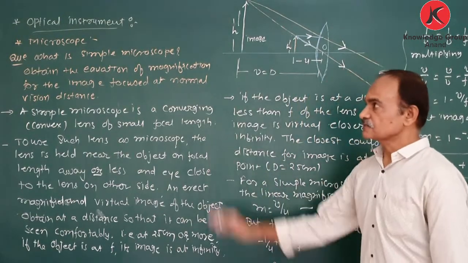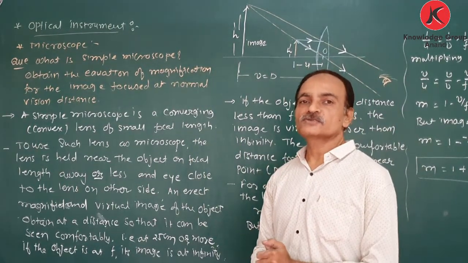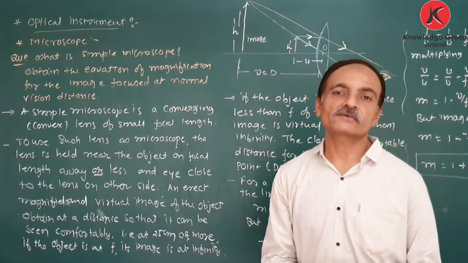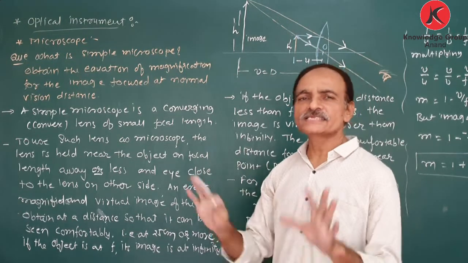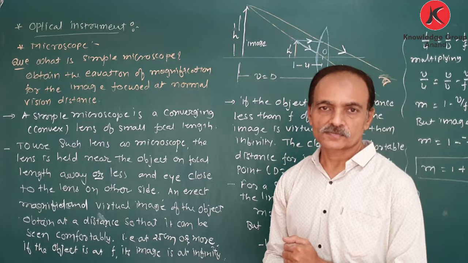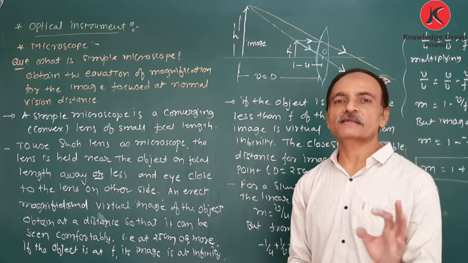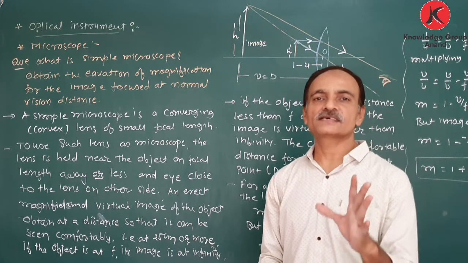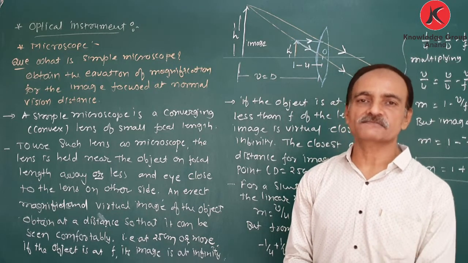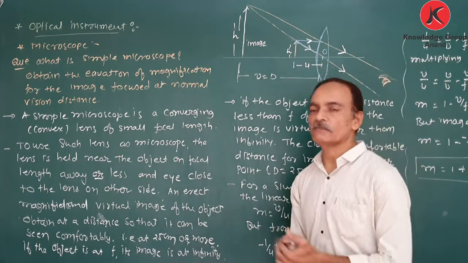Okay, now the last portion of this chapter is the optical instrument. Now, what are optical instruments? There is the design and the base of the lens or the mirror. We are going to discuss that. The first and simplest optical instrument is our simple microscope, that means a convex lens, that means a converging lens with a shorter focal length. That is our simple microscope.